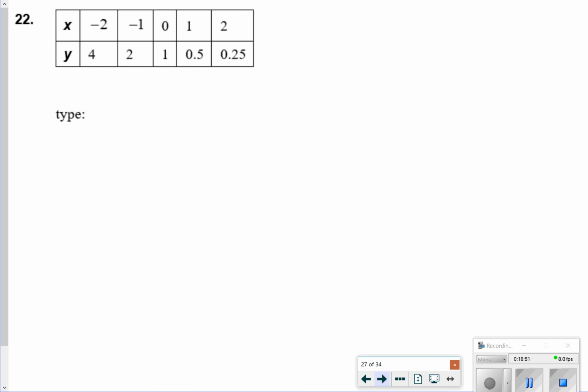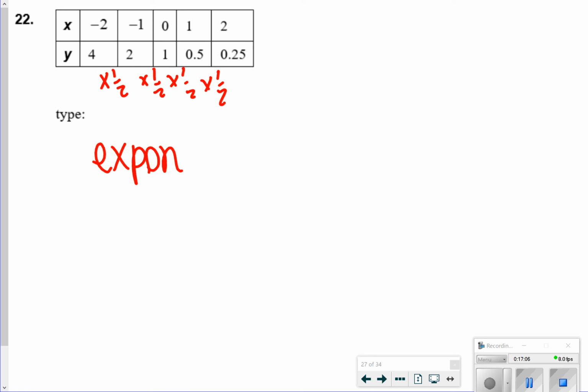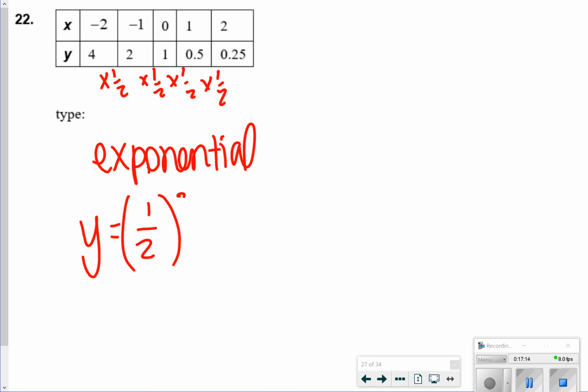And then this one is obviously going to be exponential because you're multiplying by a half, or dividing by 2, same thing. So my function is exponential, and then my actual equation, or actual function, of y is equal to 1/2 to the x power. Since you're multiplying everything by 1/2, that's what you need to show as your function there.